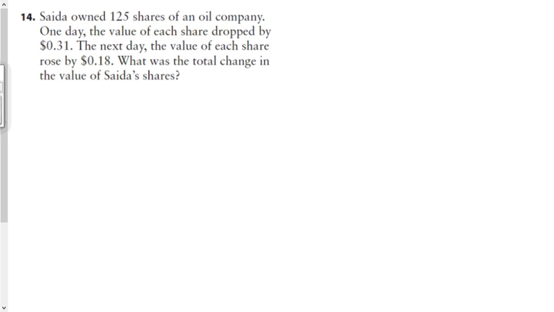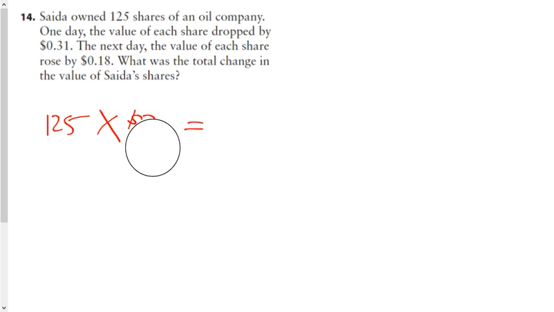Question 14 says SATA owned 125 shares of an oil company. One day the value of each of those shares dropped by 31 cents. The next day each of those shares rose by 18 cents. What was the overall change of shares in those 2 days? So if I think about 125 of anything, if they all rose $2, I would take that and multiply it by $2, and that would tell me how much it rose over the one day. 125 shares rising by $2.